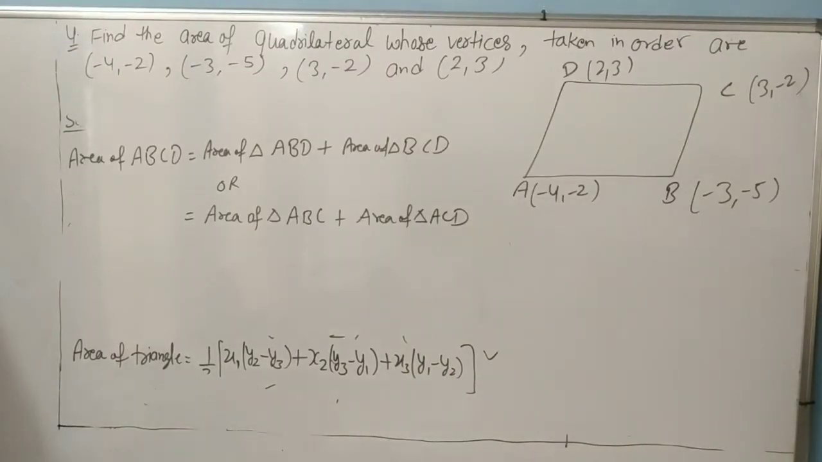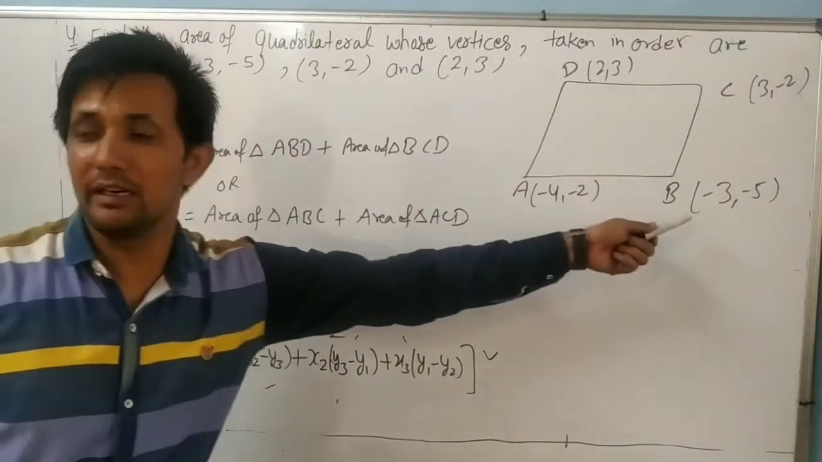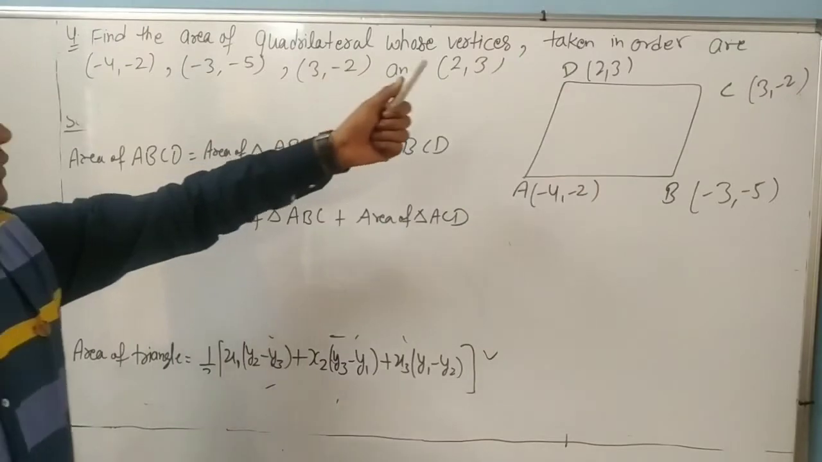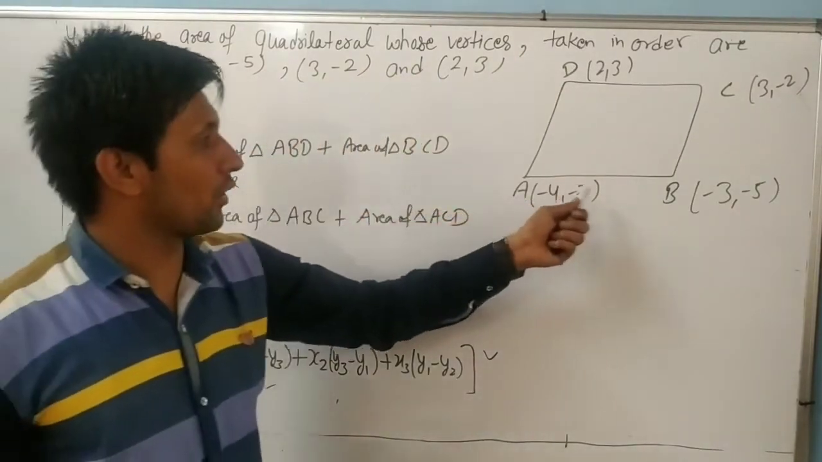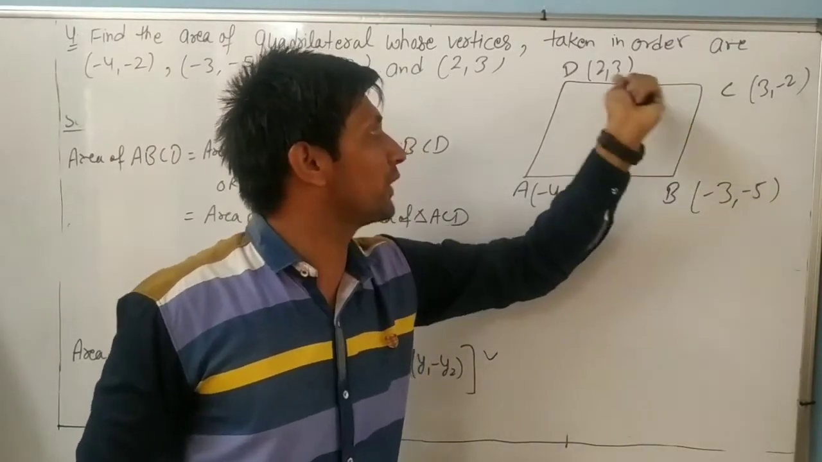Now next, question number 4. Find the area of the quadrilateral whose vertices are given in order: (-4, -2), (-3, -5), (3, -2) and (2, 3).